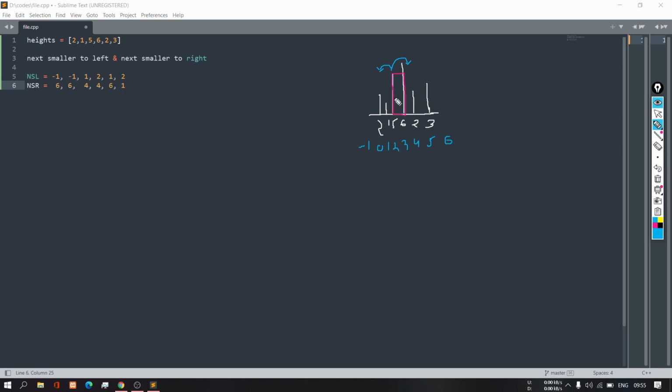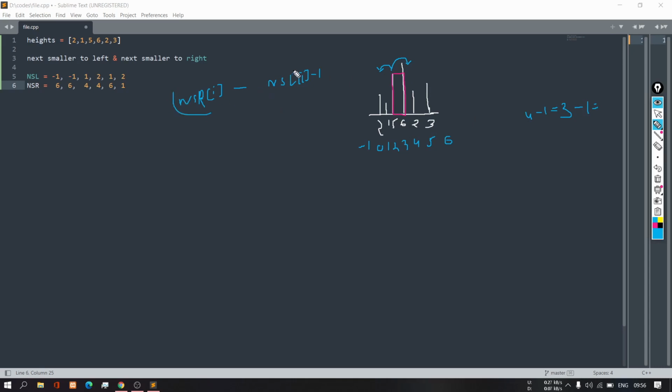Now what you have to do is get the width. The width comes out as NSR[i] minus NSL[i] of that element, minus 1. Why minus 1? Because you can see that the width is 2, not 3. The difference here comes out to be 4 minus 1, which is 3, so we need to reduce it by 1. We have to do this same thing for every histogram bar. This is the formula for the width.